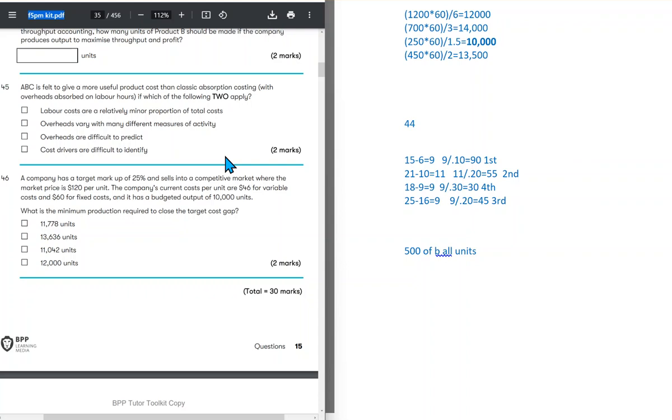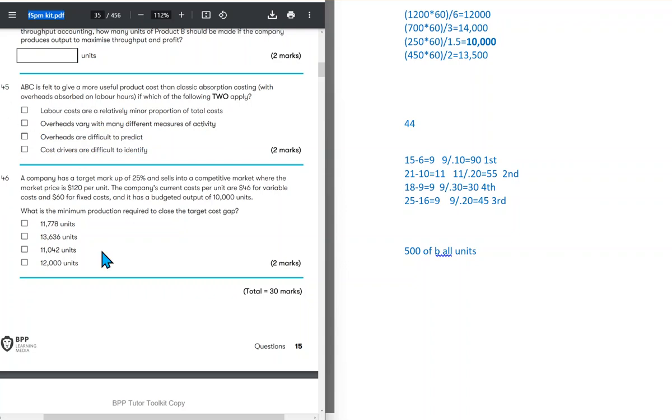And overheads vary with many different measures, which is the general feature of activity-based costing. We use activity-based costing when things change with many factors rather than one. Overheads are difficult to predict and cost drivers are difficult to find. We will not be able to use activity-based costing in these situations. So the answer is A and B, first and second.